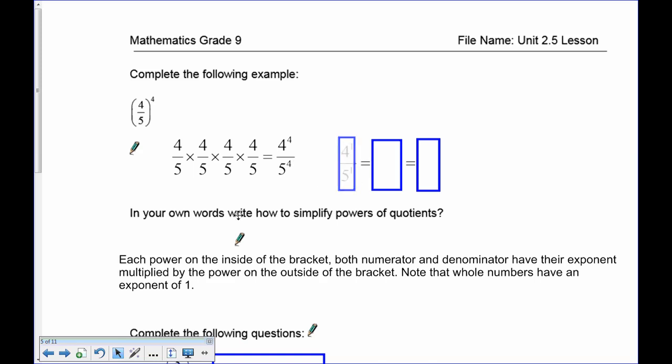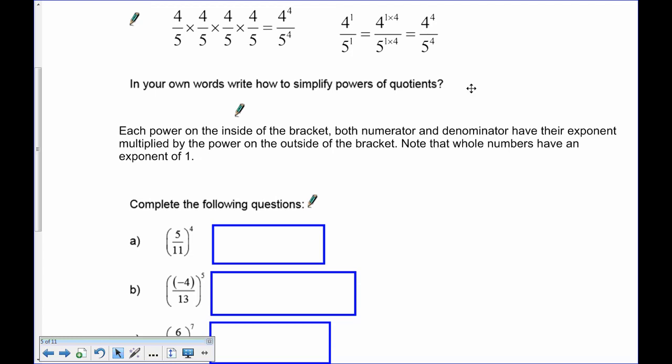So we have 4 to the power of 1 over 5 to the power of 1, and we want to raise all of this to the power of 4. All we have to do is multiply each one of these exponents by the 4 that's on the outside, just like we did before. When you cross a bracket, you multiply. So 1 times 4 is 4, 1 times 4 is 4, resulting in 4 to the 4 over 5 to the 4. So how do we do this?